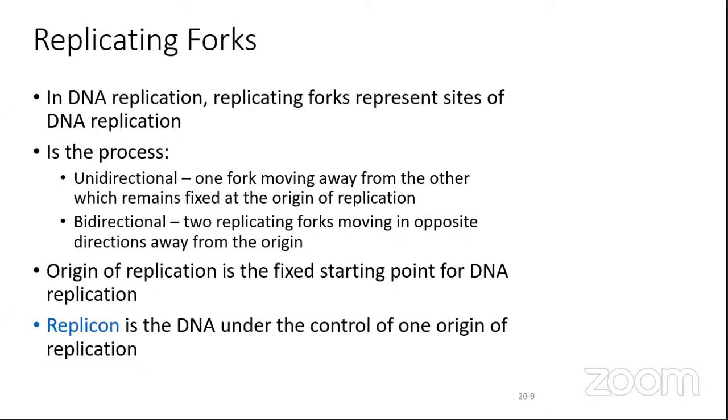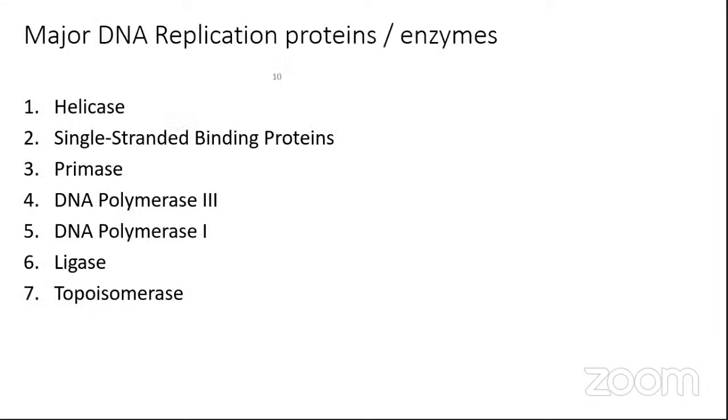This bidirectional replication is the one we always see in the diagrams or pictures that represent replication. The next term is replicon. The term replicon is given to the DNA when it is under the control of the origin of replication. Next, what are the proteins or enzymes needed in DNA replication? You need helicase, single stranded binding proteins, primase, polymerase 3, polymerase 1, ligase, and topoisomerases.